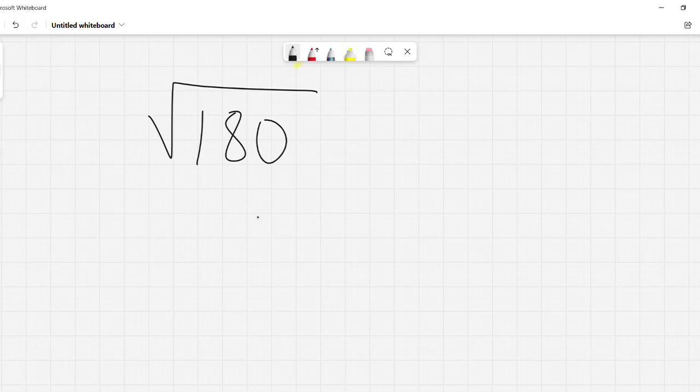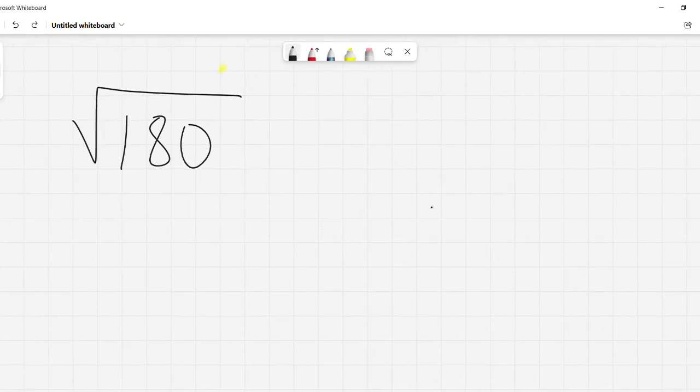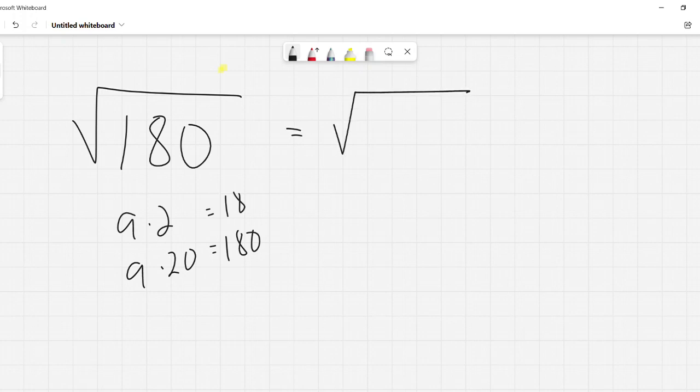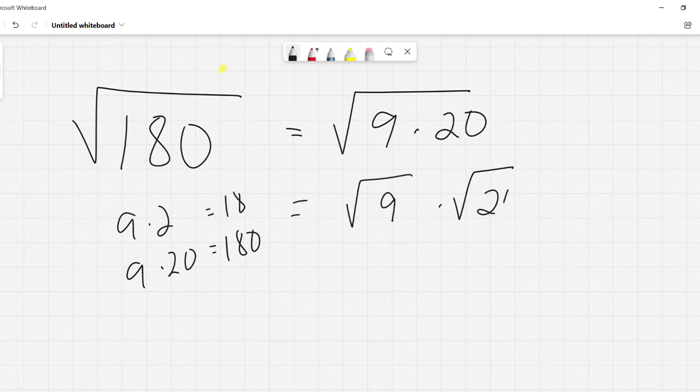So let's say you looked at 180, and like I said, you went, oh wait, 9 goes into 18 2 times, so 9 times 20 must be 180. Okay, cool. 9's a perfect square. Woohoo! So you go, all right, this is the square root of 9 times 20, so square root of 9 times square root of 20. 3 times square root of 20. Yay, I'm done. No, you're not.